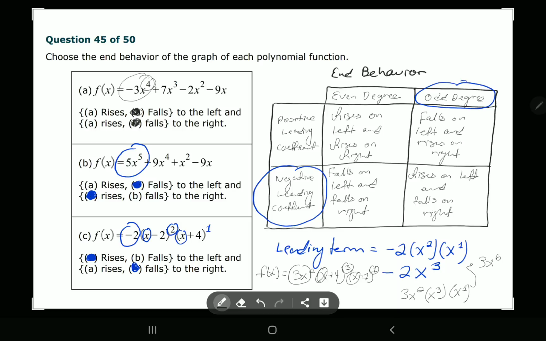And then from there, you can determine your end behavior by the chart that I've given you. So that's another example that you may encounter on your exam. That's more like a supplemental problem, if you would say.